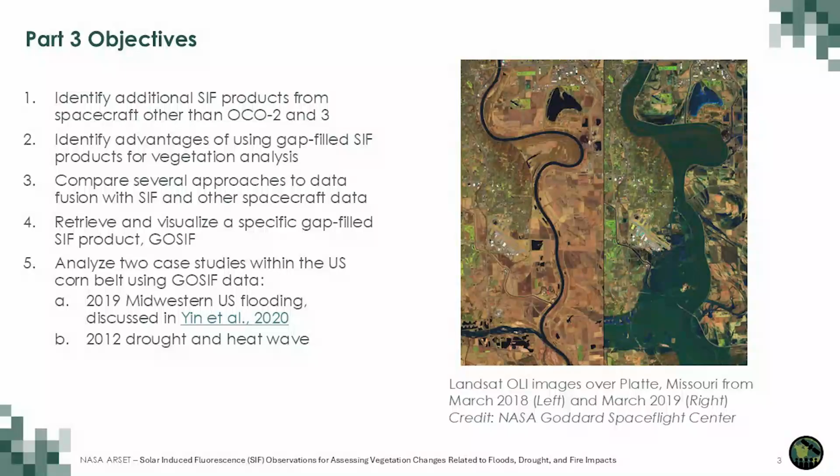In fact, the primary point of our discussion today is to highlight some of the limitations of exclusively relying on the OCO2 and OCO3 observations that we've used in the first 2 parts. By using a gap-filled product, we can obtain a broader spatial context for the impact of the flooding event in our case study. And you can see a satellite comparison view in the image on this slide. So the left side is 2018 and the right side is 2019.